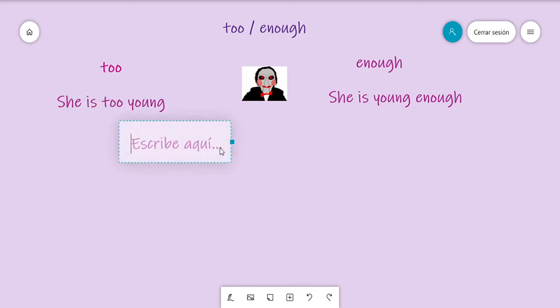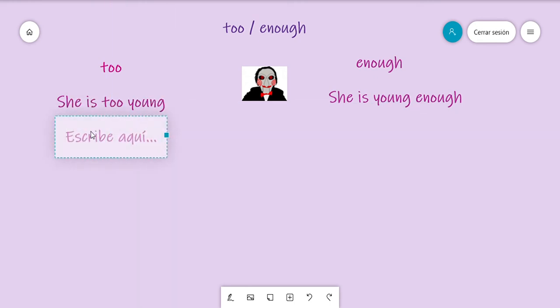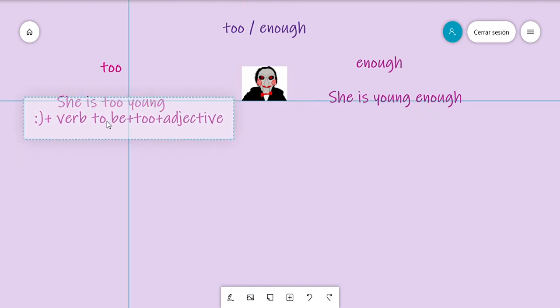Now, what is the structure that you have to follow in both cases? You need a person, obviously, or an object, whatever you want to talk about. And after that you have to write the verb to be. The verb to be could be in present, past, future, or whatever you want. It could be instead of is: is, are, am, could be was, were, could be will be, going to be, etc. And after that you have to write the word "too," and after that you have to write your adjective. And this is the way that you have to write this kind of sentence.